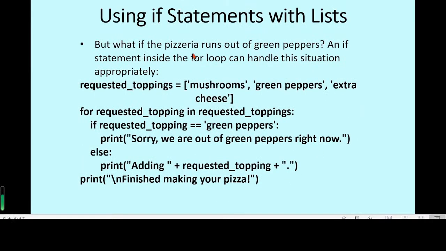But what if the pizzeria runs out of green peppers? An if statement inside the for loop can handle this situation properly. So this is requested topping, and in the for loop we can test using an if statement. So if requested topping equals green peppers, then a message, sorry, we are out of green peppers right now, will be printed out. Otherwise, if this test fails, which means the requested topping is not equal to green peppers, then the message adding this requested topping will be printed out.